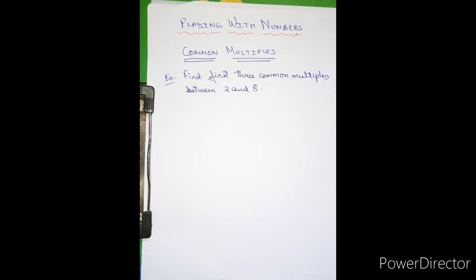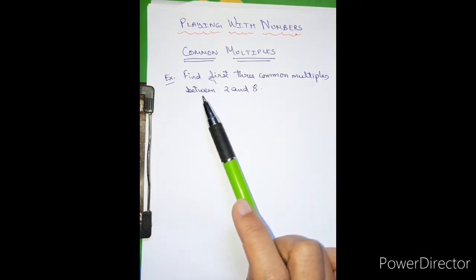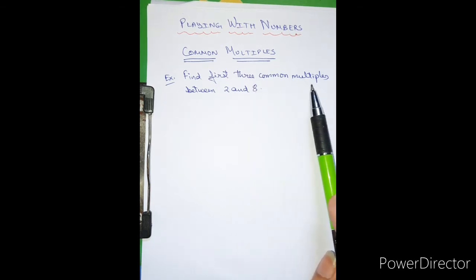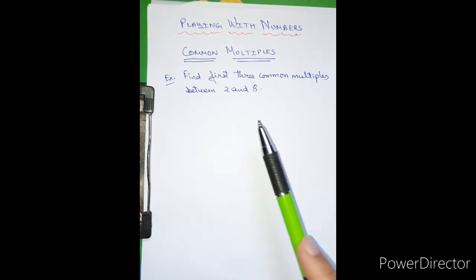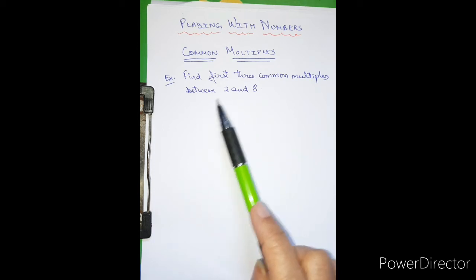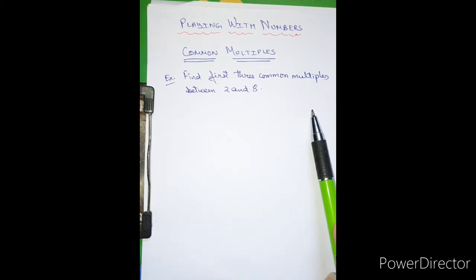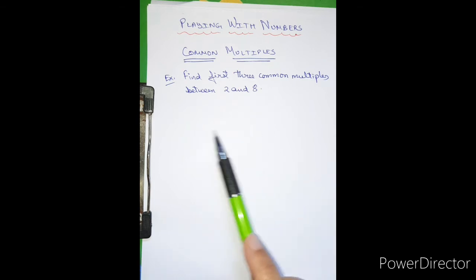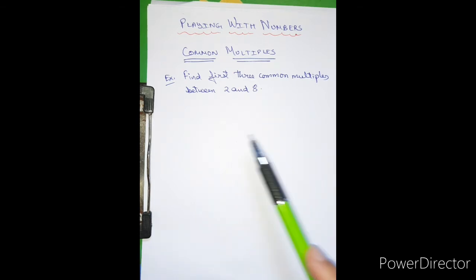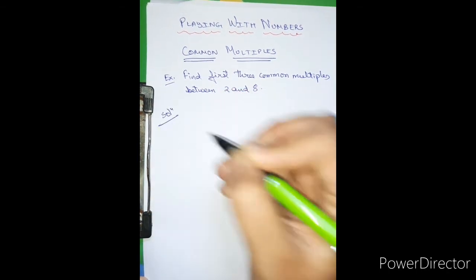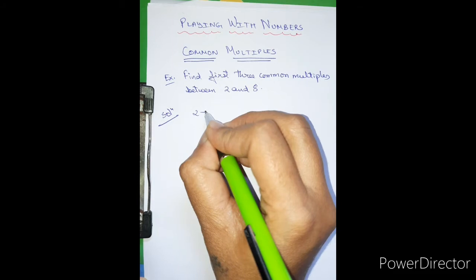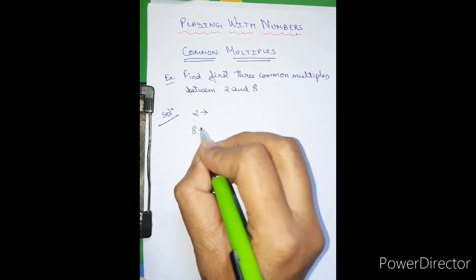Okay, here our question is, you have to find the first 3 common multiples between 2 and 8. Multiples are those numbers which come in a table. So we will list down the multiples of 2 up till 10 terms and the multiples of 8 up till 10 terms, and then mark the common ones only. Okay, so let's list down the 2 first and 8.